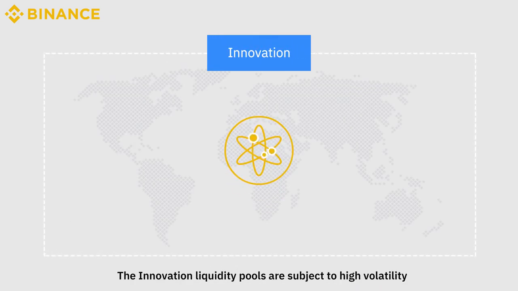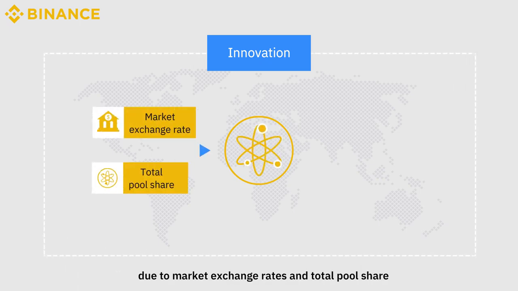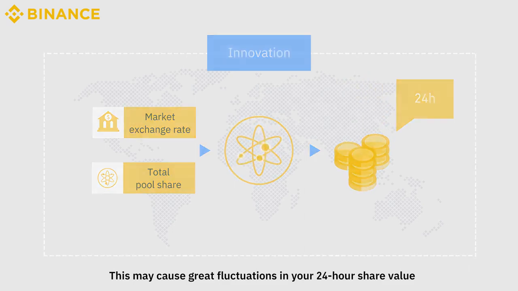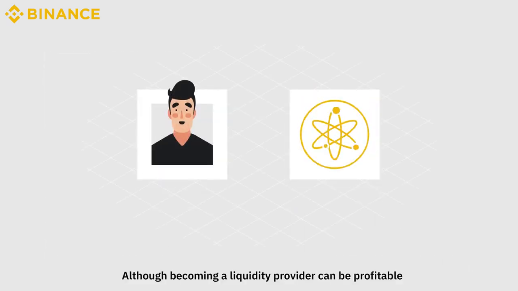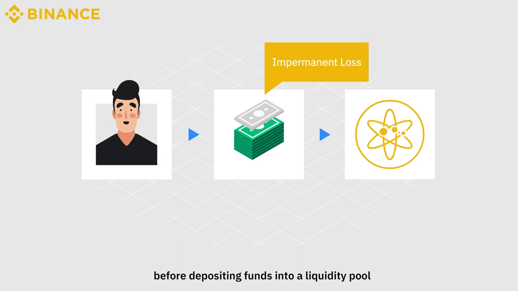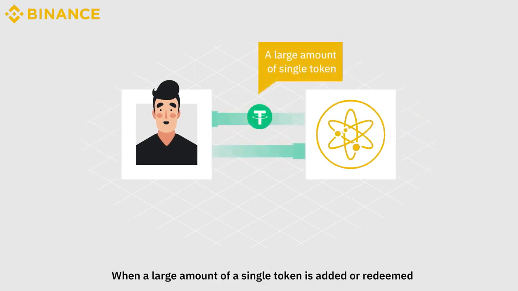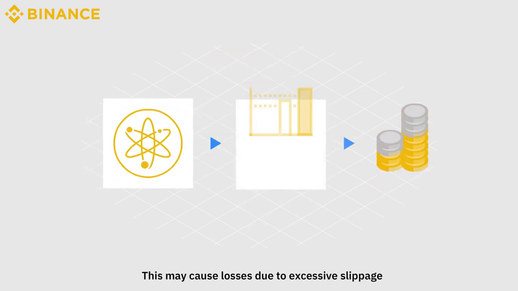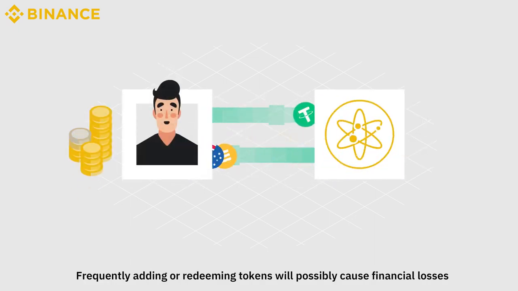Please note, the innovation liquidity pools are subject to high volatility due to market exchange rates and total pool share. This may cause great fluctuations in your 24-hour share value. Although becoming a liquidity provider can be profitable, impermanent loss is a key concept you need to understand before depositing funds into a liquidity pool. When a large amount of a single token is added or redeemed, the value of the share will be greatly affected. This may cause losses due to excessive slippage. Frequently adding or redeeming tokens will possibly cause financial losses.